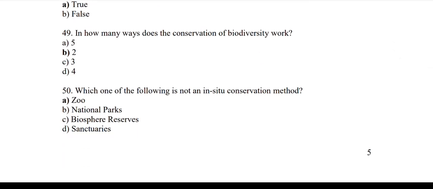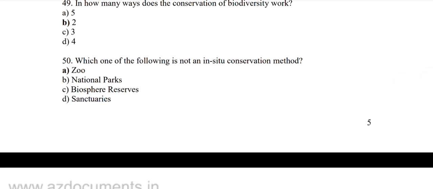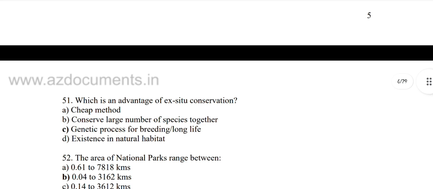In how many ways does the conservation of biodiversity work? There are 2 types. Which one of the following is not an in situ conservation method? So, option A. 51st question. Which is one advantage of ex situ conservation? Option C, genetic process for breeding long life.